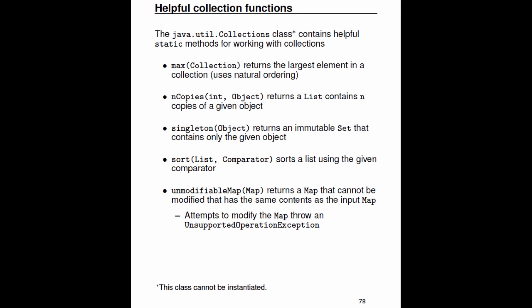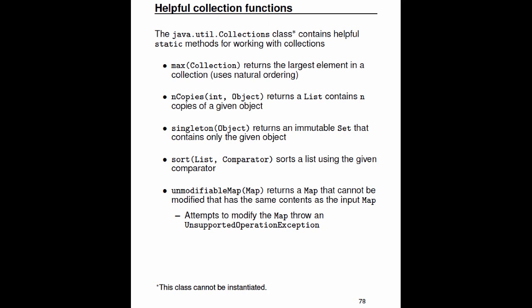So for instance, there is a method called max, which will return the largest element in a collection using the natural ordering. There's also one that will take a comparator and use that for comparing. If I want to have a list that contains n copies of a given object, you can use nCopies. If I want to have a set that just contains one object, I can do that with a singleton method.